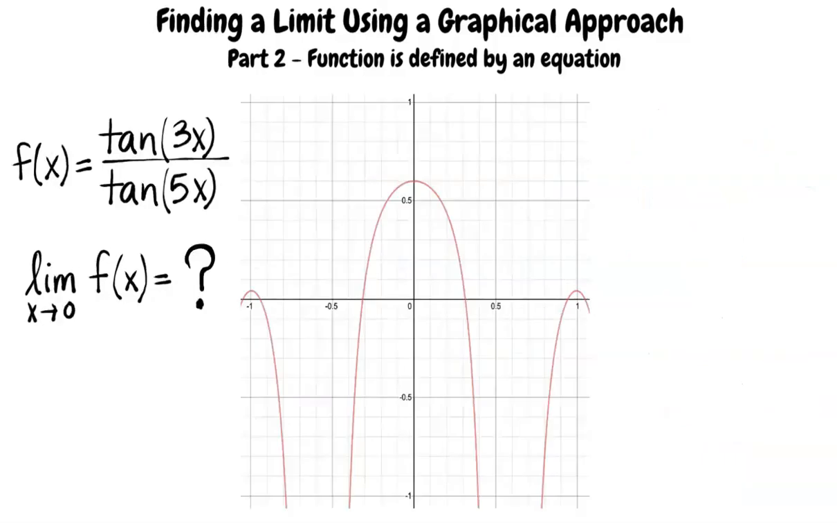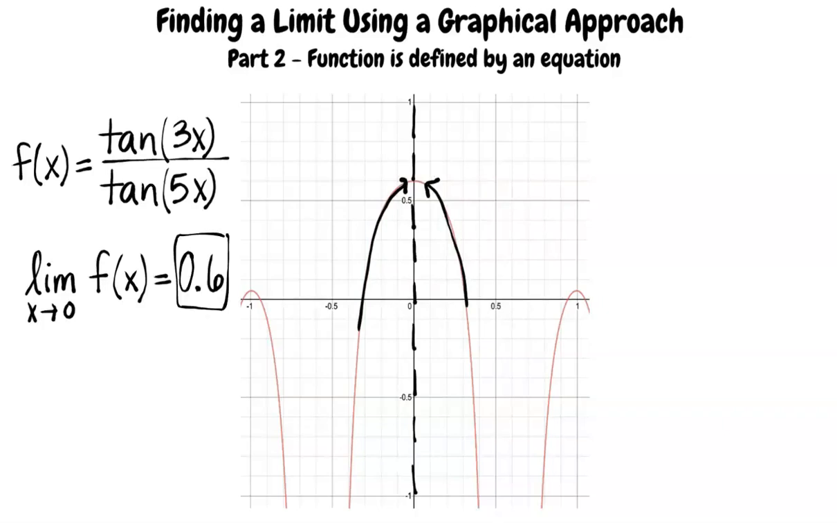Given that f of x equals tangent of 3x divided by tangent of 5x, what is the limit of f of x as x approaches 0? Can you solve this example? I'll try. So we mark on the graph where x is 0. We approach 0 from the left side of the function, then we approach 0 from the right side of the function. It looks like f of x approaches 0.6.